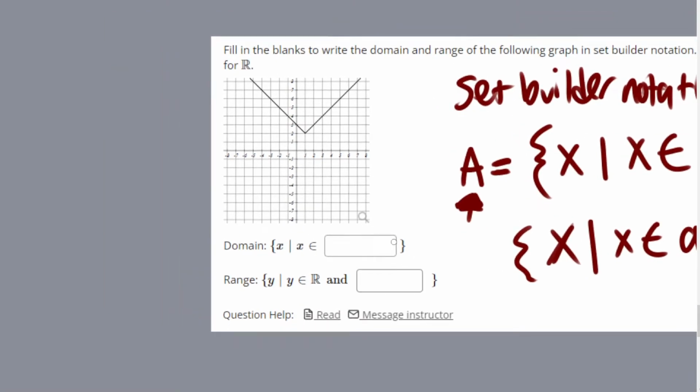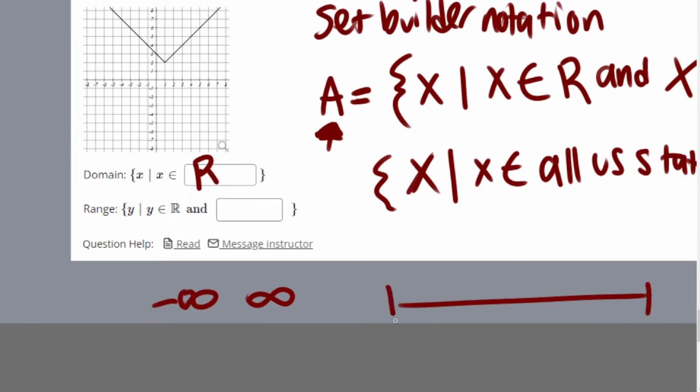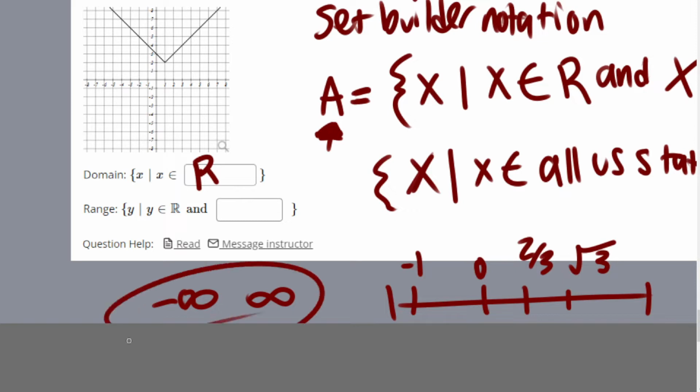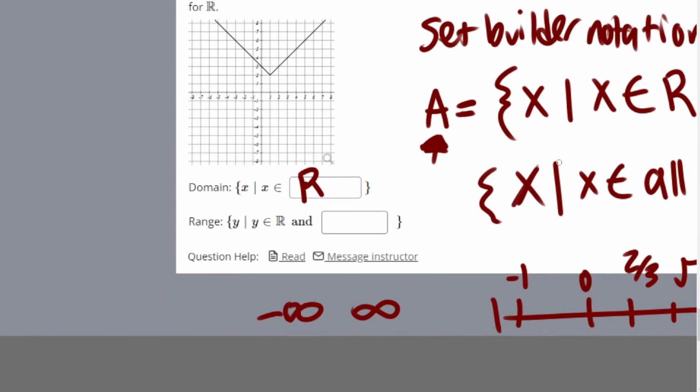So in this case, our domain, we go from negative infinity to positive infinity, right? But that actually is just all real numbers. And when we're talking about real numbers, we're talking about anything that you could put on a number line. So you could put 0, you could put -1, you could put 2/3, you could put the square root of 3. Any number that you could put on a number line will work as a real number. And that is included in negative infinity to positive infinity.